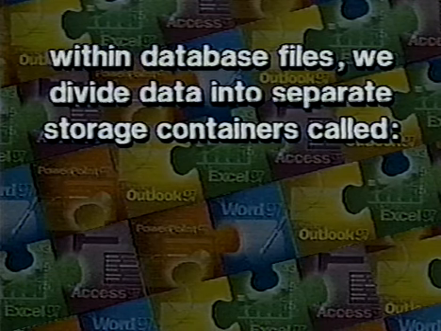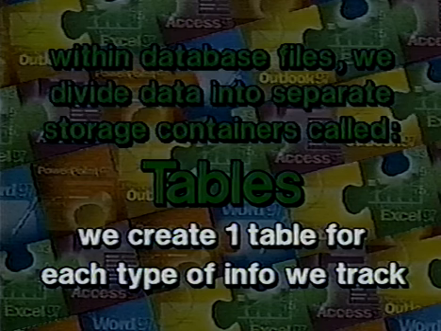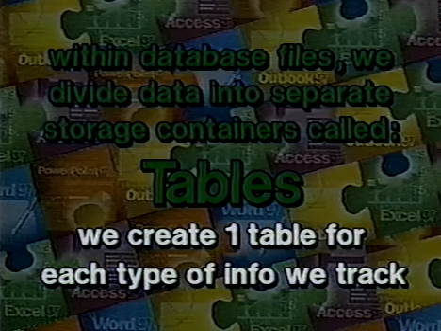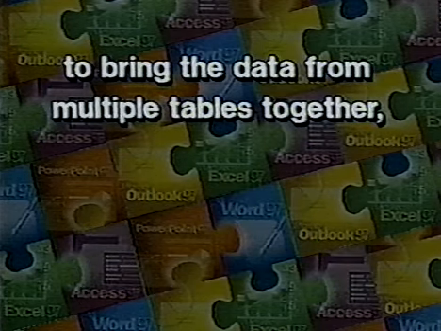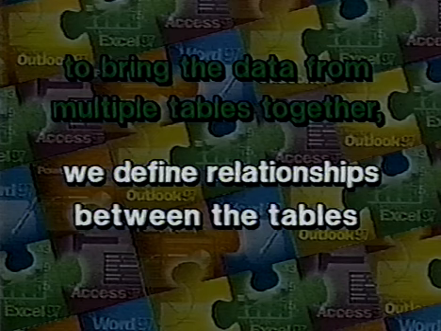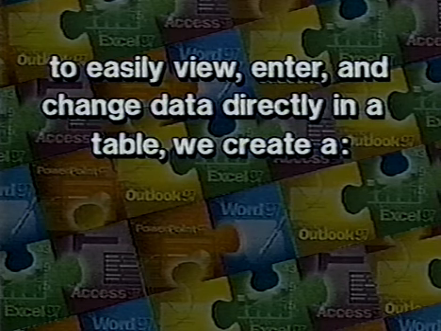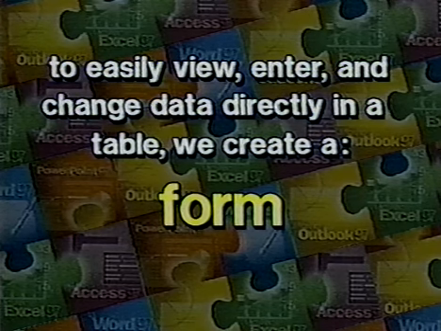An Access database file is an accumulation of all the objects that make up the collection of information. Within a database file, we divide our data into separate storage containers called tables. We create one table for each type of information we track. To bring the data from multiple tables together, we define relationships between the tables. To easily view, enter, and change data directly in a table, we create a form.